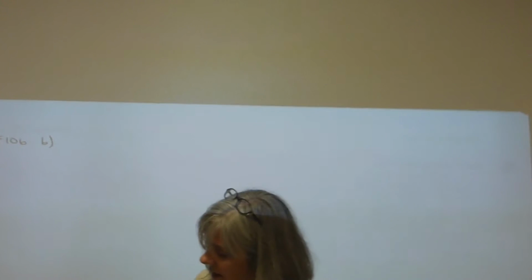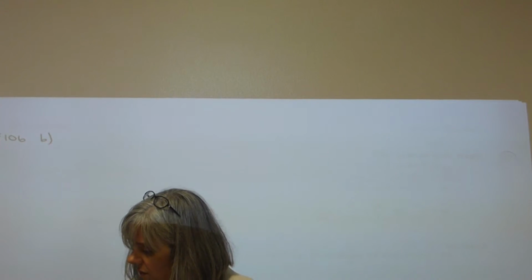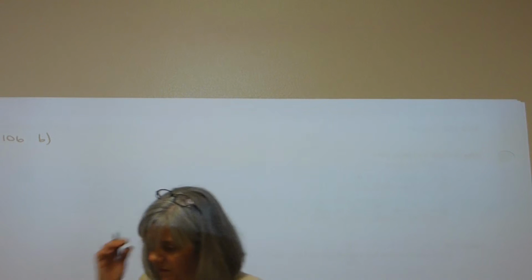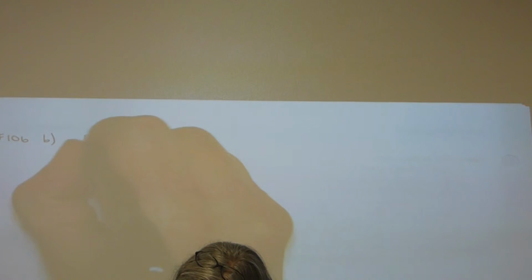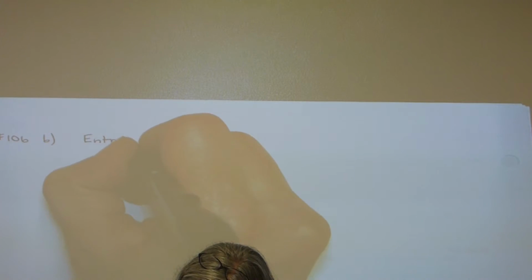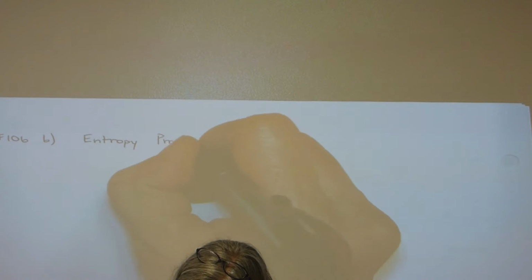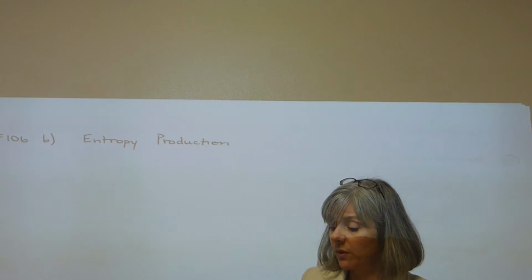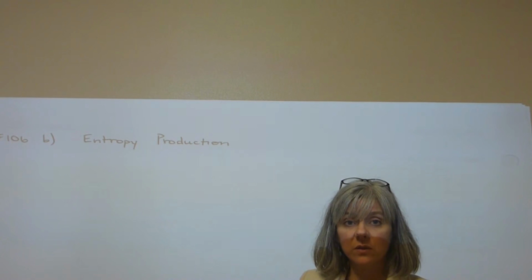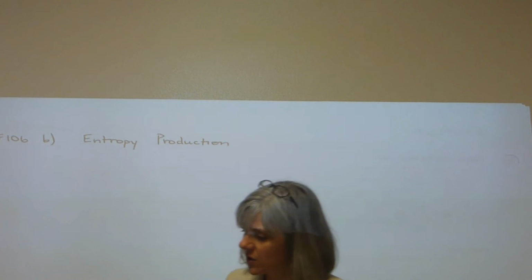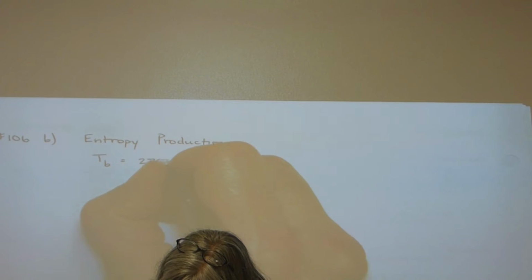So again, this is number 106, part B. All right, and here we are looking for entropy production. And again, here we have expanded our control volume. Remember, you can set your control volume however you like. So we've expanded our control volume to be slightly bigger than the heat exchanger so that we now know what that boundary temperature is. It's just the ambient temperature. And so we're going to remember that we're using T sub B is equal to 275 Kelvin.